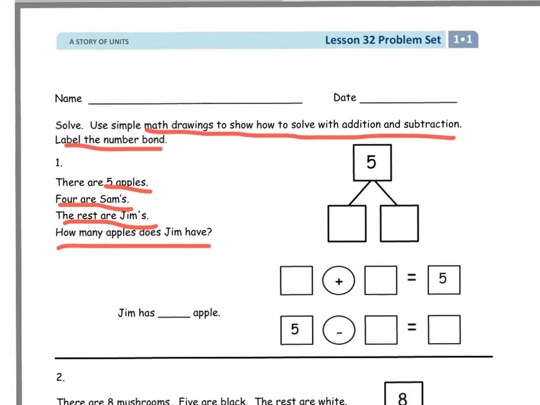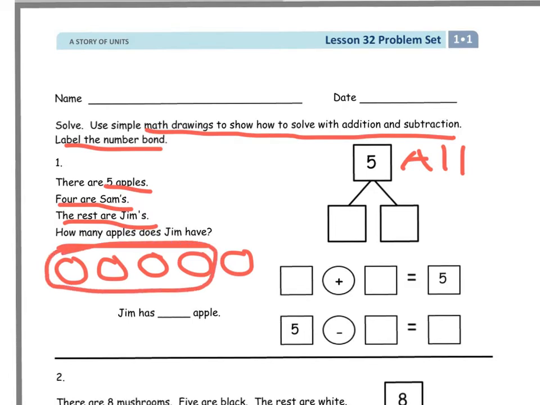So in my directions, it says use simple math drawings to show how to solve with addition and subtraction. So I look at my number bond and I see this is how many I have in all, or my total, and I'm going to draw 5 apples. Of those 5 apples, 4 of them are Sam's. So I'm going to circle 4 of those apples. And this would be a part in my number bond. And I'm going to put an S for Sam. This is going to be how many Jim's are.